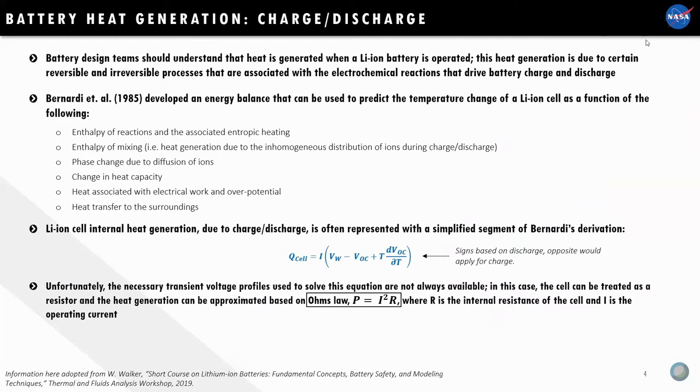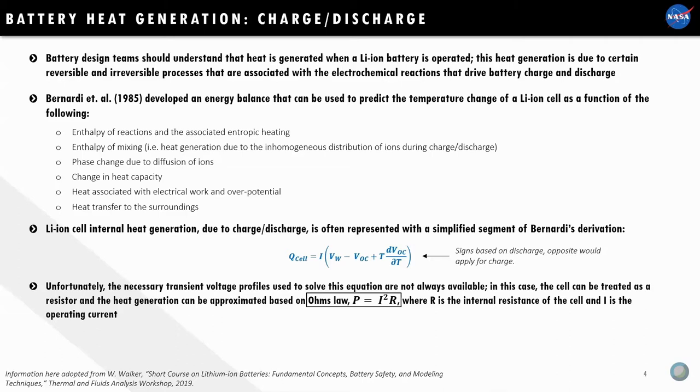So summing that up, lithium-ion cell internal heat generation due to this charge and discharge, we can often represent with a simplified segment of that equation that has all those factors, which is Q_cell equals I times (the working voltage minus the open circuit voltage) plus T times dVoc/dT. And again, the signs will change depending on charge and discharge.